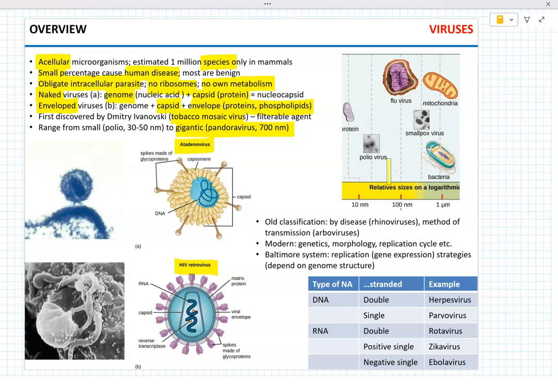Classification-wise, one time I did the explanation of the Baltimore system. It took me an hour. I'm not doing that anymore.